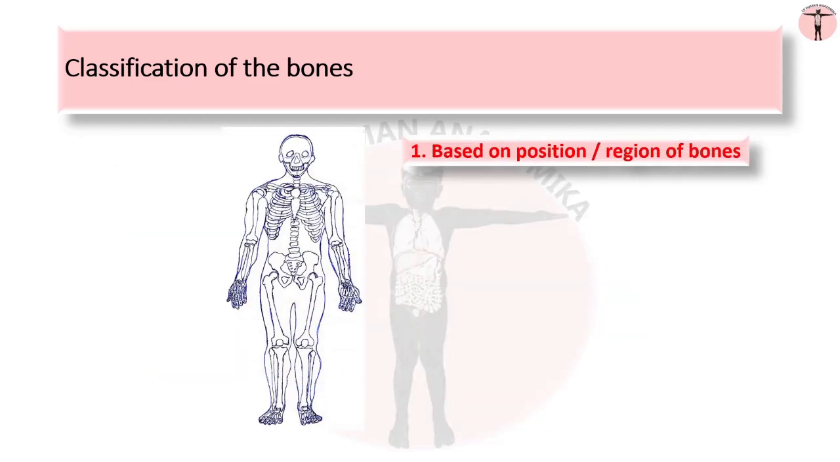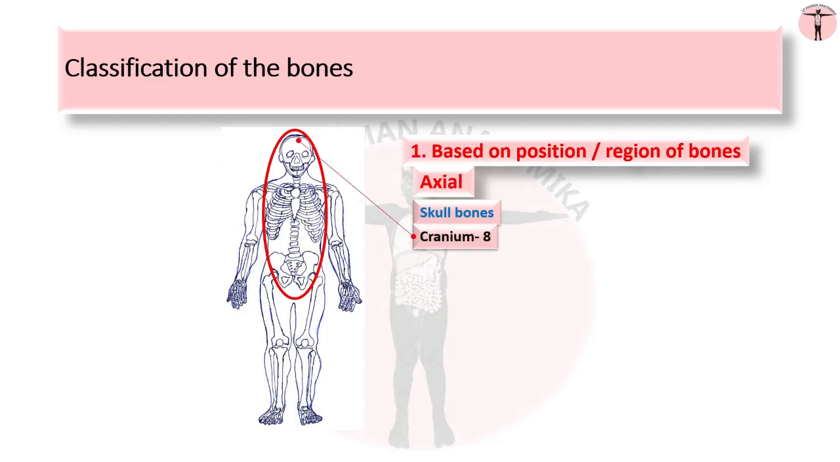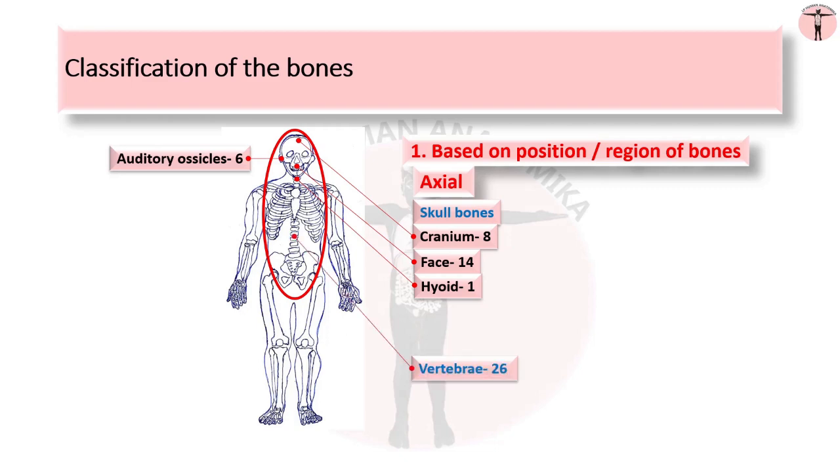In the first group of classification, based on position or region, the bones are further classified into axial and appendicular bones. Axial bones are the bones which are present in the head, neck and trunk. They are the skull bones. Under skull bones, there are 8 bones in the cranium, 14 bones in the face, and a single hyoid bone present in the neck. Auditory ossicles are totally 6, 3 on each side of the ear. There are 26 vertebrae, 1 sternum, and paired ribs, 12 on each side, totaling 24.